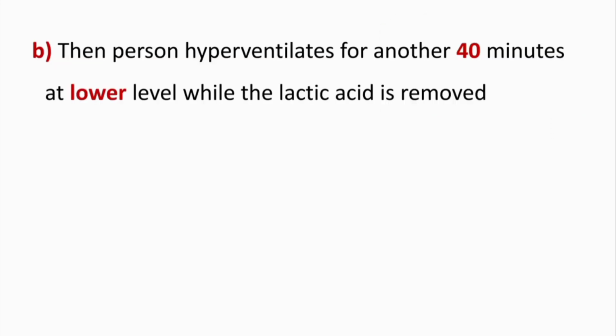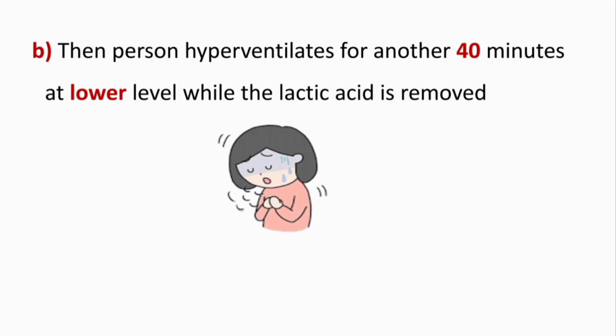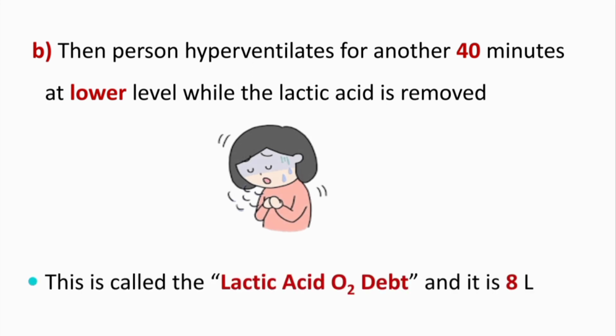Okay, this is called alactic acid oxygen debt, and it is 2 plus 1.5, or 3.5 liters. Now, afterwards, the person hyperventilates for another 40 minutes at a lower level while the lactic acid is removed. So, this is called lactic acid oxygen debt, and it is 8 liters. Together, 8 liters plus 3.5 liters makes 11.5 liters.